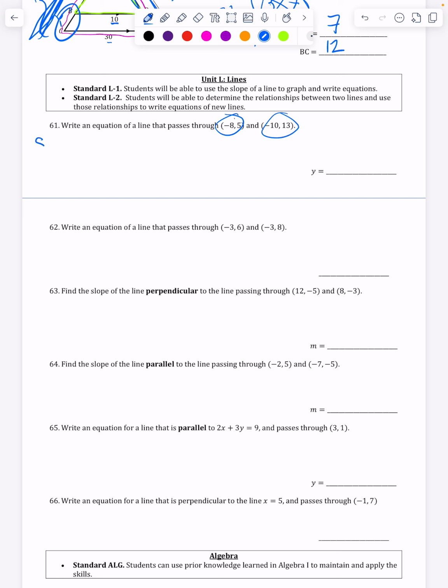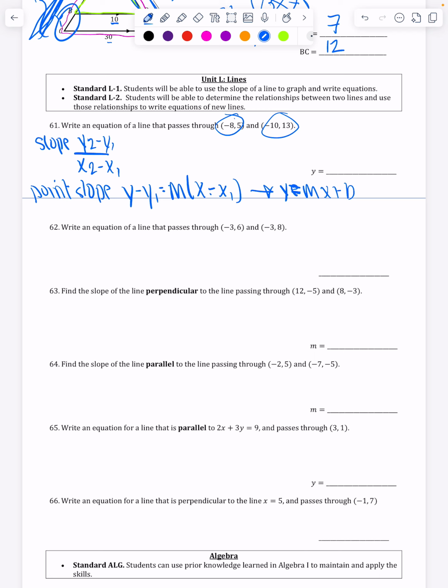So the first thing we want to do is find our slope, which is y2 minus y1 over x2 minus x1. And then we want to put it into point slope, which, as I'm writing here, is y minus y1 equals your slope m times x minus x1. And from there, we want to move it into y equals mx plus b.